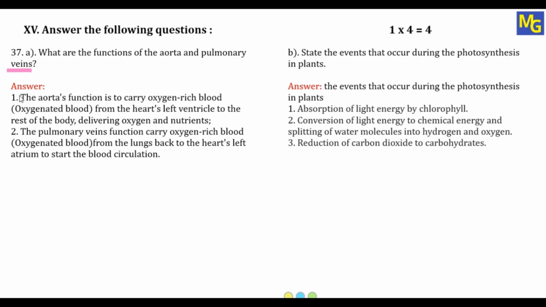So read the question carefully. It is vein, it is not artery. So we have pulmonary artery and pulmonary vein. So pulmonary artery is different, vein is different. So read it properly. So we have to tell the function of aorta and pulmonary vein. So what is the answer for this?